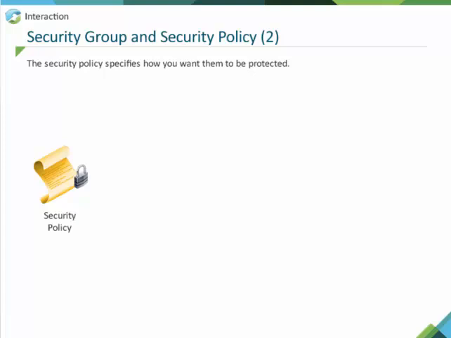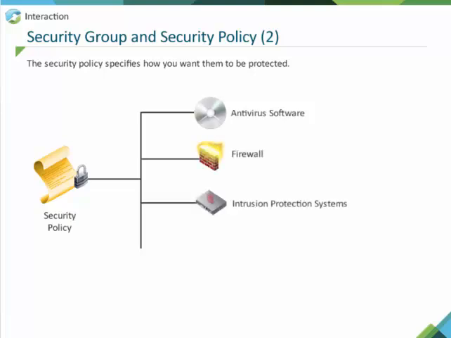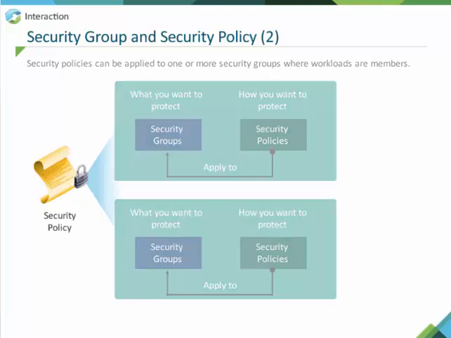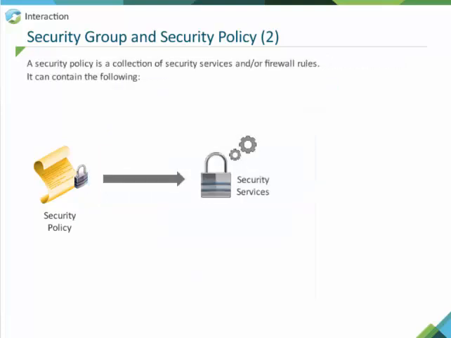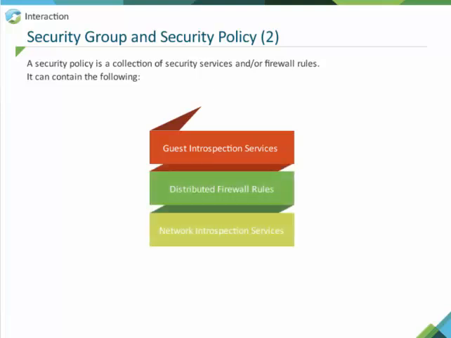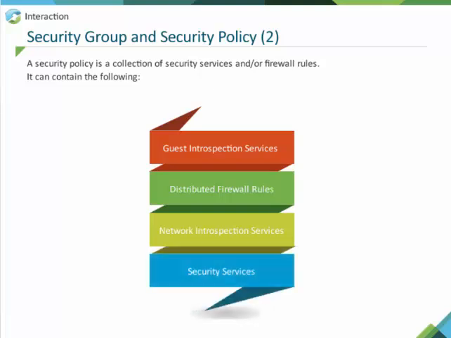The security policy specifies how you want them to be protected, using services such as antivirus software, firewall, intrusion protection systems, or security profiles with specific security policies. Security policies can be applied to one or more security groups where workloads are members. A security policy is a collection of security services and/or firewall rules. It can contain the following: guest introspection services, distributed firewall rules, network introspection services, security services. Click each tab to learn more.